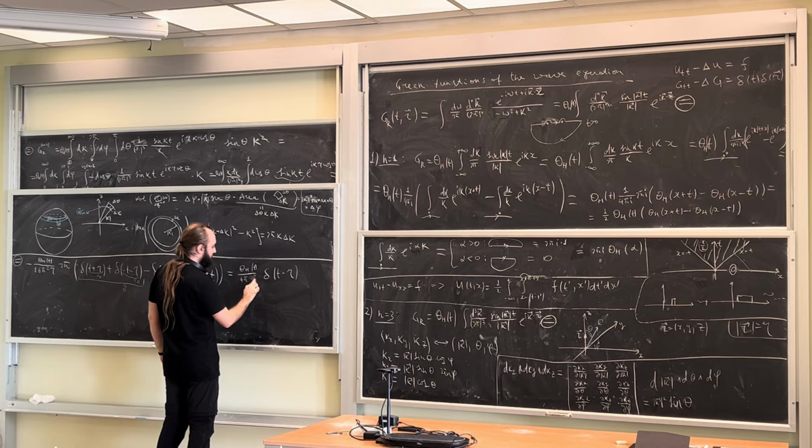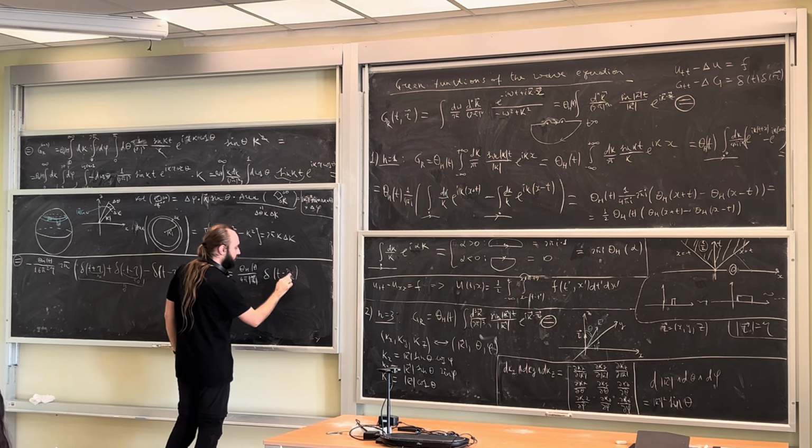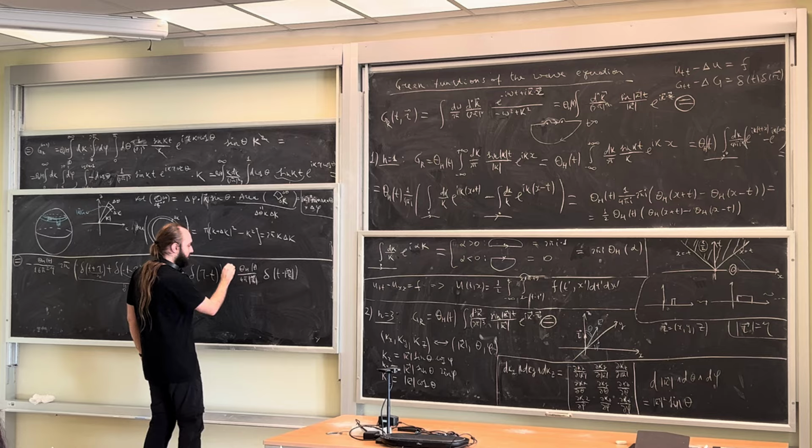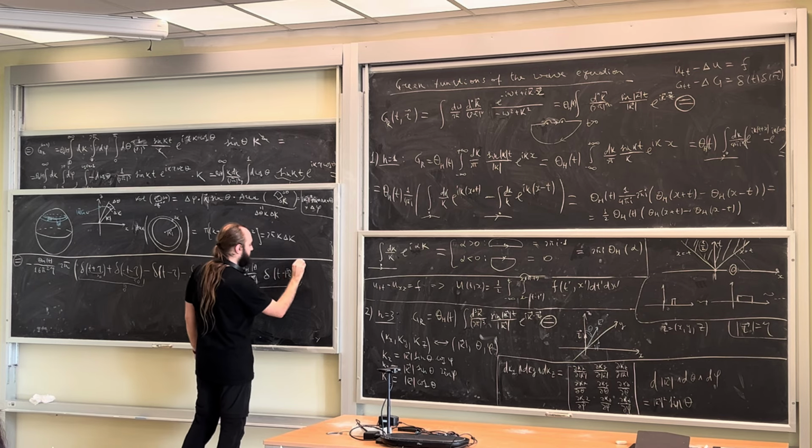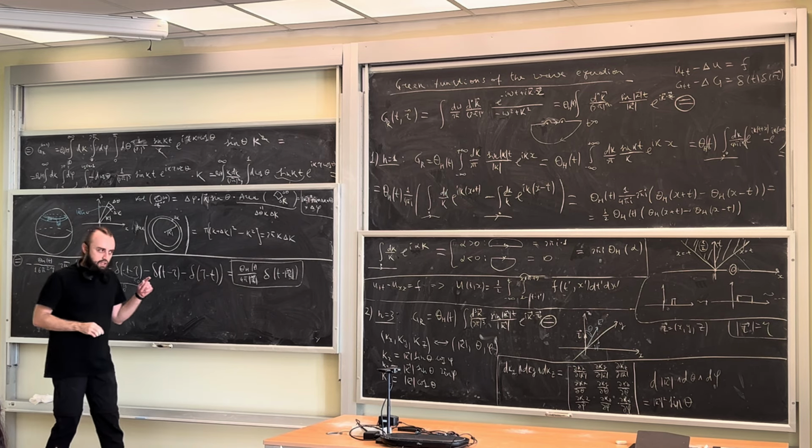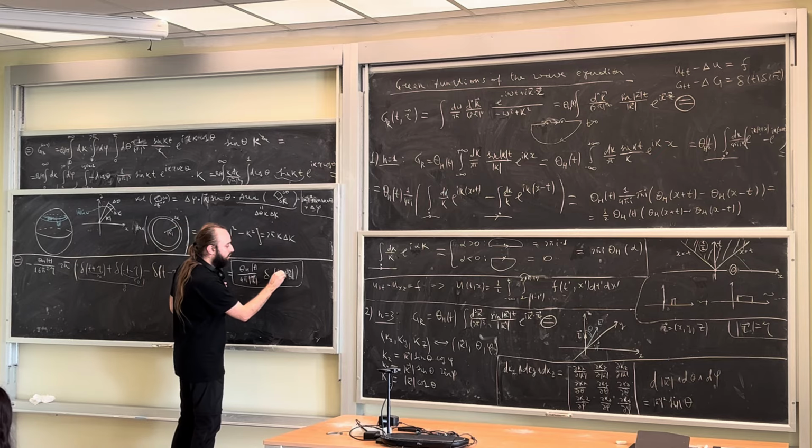So maybe we can write r as the absolute value of a vector in this time, like this. So this is our Green function.